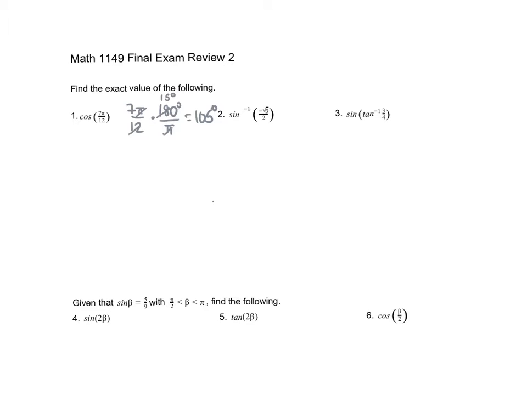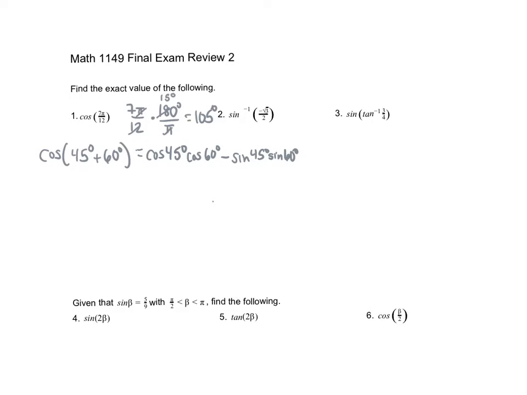Now 105 is obviously not on our unit circle. So this is one where we'll have to use our sum and difference formula, because I do know 105 is 45 plus 60. On your final, all these formulas are given to you, so not something you really have to memorize. But the cosine of two angles added together is the cosine of the first times the cosine of the second, minus, it's always the opposite sign, sine of the first times sine of the second.